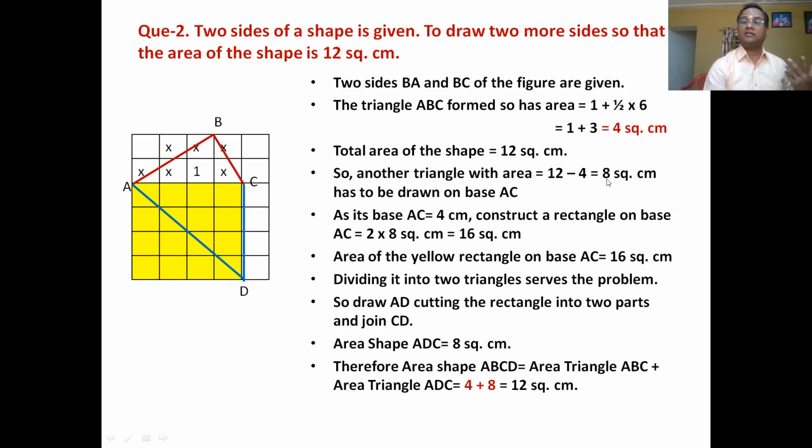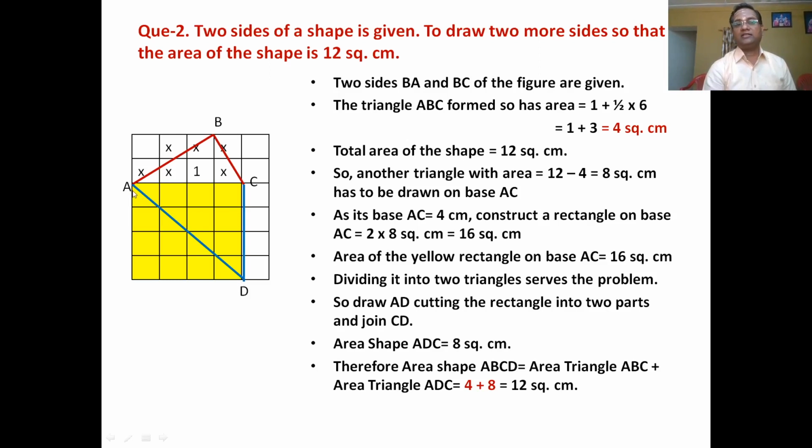So to draw another triangle whose area is 8 square centimeters on base AC, we'll need to construct a rectangle on base AC with area double of 8, that is 8 2s are 16 square centimeters. As the base is 4 units, 4 into 4 makes 16. So I'll be drawing a rectangle or a square with base equal to 4 units and height equal to 4 units.